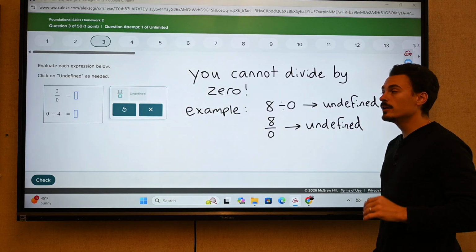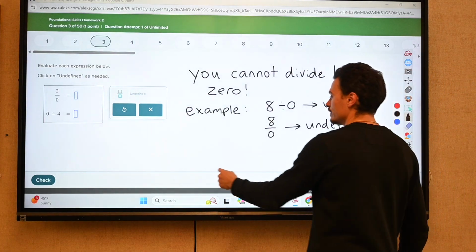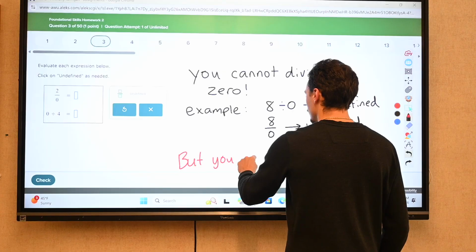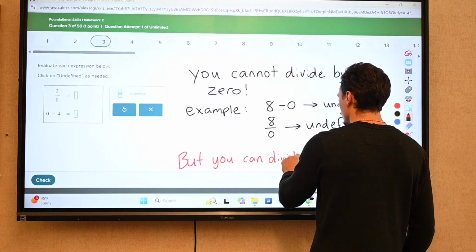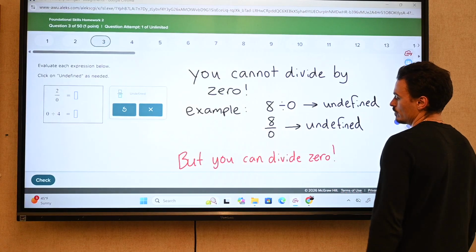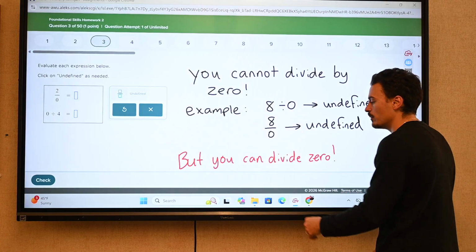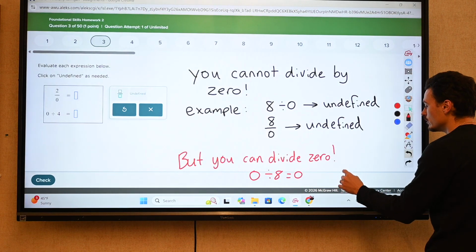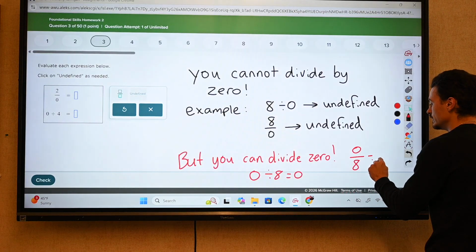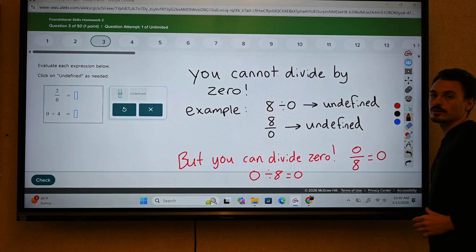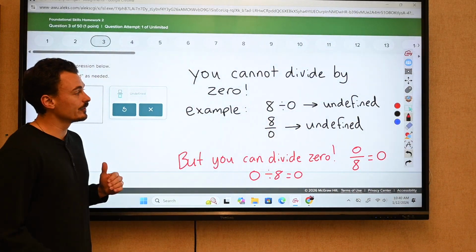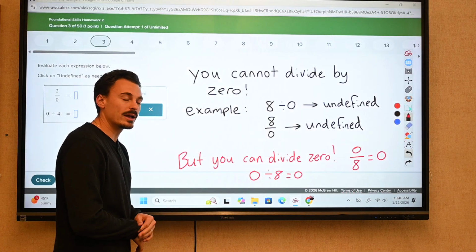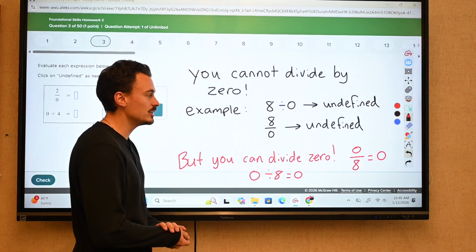All right? But you can divide 0. Okay? You can divide 0. So for example, 0 divided by 8 is equal to 0. Okay? Also, 0 over 8 is equal to 0. Okay, so you have to see the difference right here. The difference is that here you're dividing by 0. That's not possible. Here you're dividing 0. Okay, so one of them's the divisor, one of them's the dividend. You have to pay attention to that. All right?